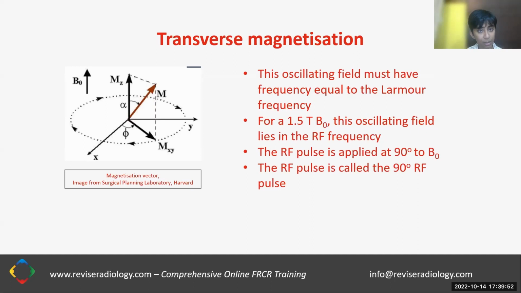Another condition that applies here is that this oscillating field that's applied must have frequency equal to the Larmor frequency. And for a field of 1.5 Tesla, this oscillating field lies in the radio frequency region. So a radio frequency pulse is applied at 90 degrees to the external magnetic field. This radio frequency pulse is called a 90 degrees radio frequency pulse.